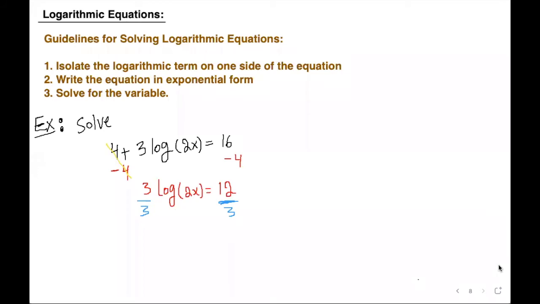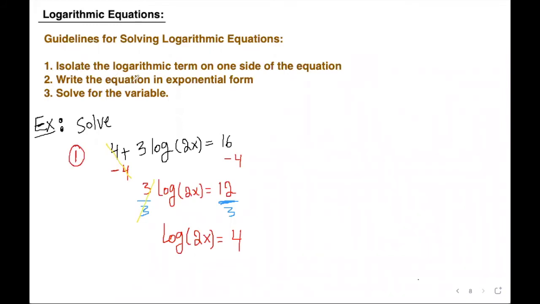Or, as was said, I can write it in exponential form. Yes, I can put the 3 up, but it will be more complicated. I prefer to remove the 3 by dividing both sides by 3. So when I divide by 3, I get log 2x equals 12 divided by 3, which is 4. This is the first step.